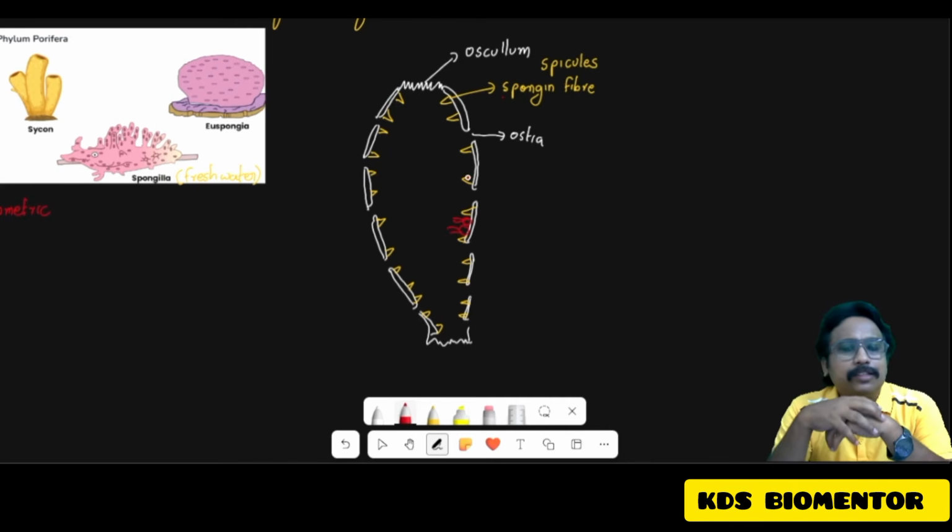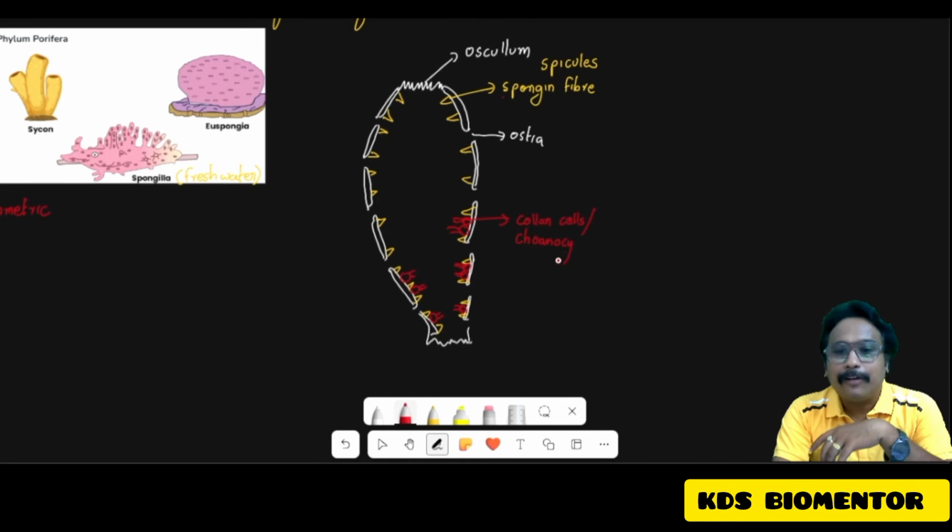So in sponges, the male and female gametes will be formed inside the spongocoel only. The male gamete and female gamete will be formed by the inner lining cell that also takes place in the spongocoel. So digestion may be intracellular. Hope you have understood up to here.